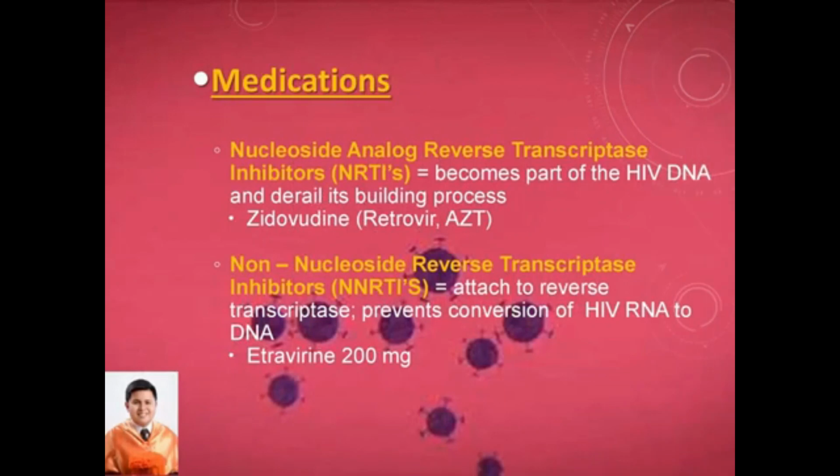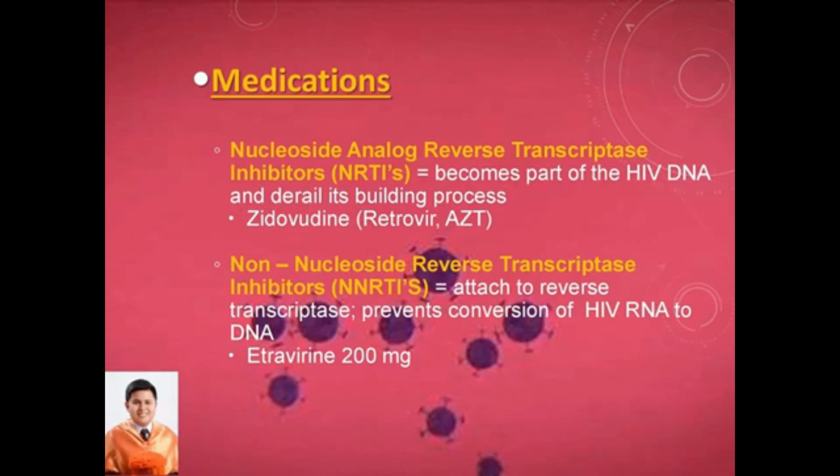For the medical management, clients who are HIV positive are given two types of medications. We have the NRTIs and the NNRTIs. The NRTIs, or the nucleoside analog reverse transcriptase inhibitors, become a part of the HIV DNA, which aims to derail and disrupt its building process. Most common example for this type is zidovudine.